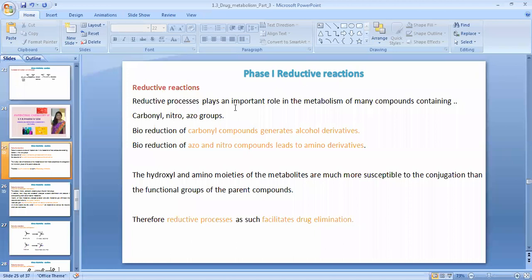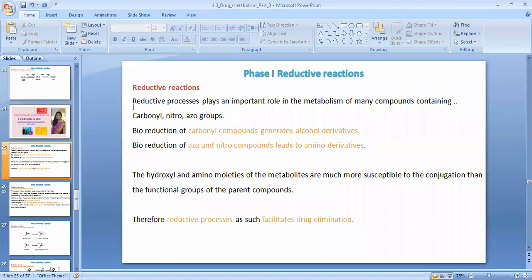आतापर्यंत आपण बघितलं की ऑक्सिडेशनने जनरली जास्त प्रमाणात कंपाऊंड्स आपल्या बॉडीमध्ये मेटाबोलाइज होतात. Now we are going to see that in spite of oxidation, there are compounds or molecules which are metabolized through reductive reactions also. Now what type of reductive conversions are taking place in our body?